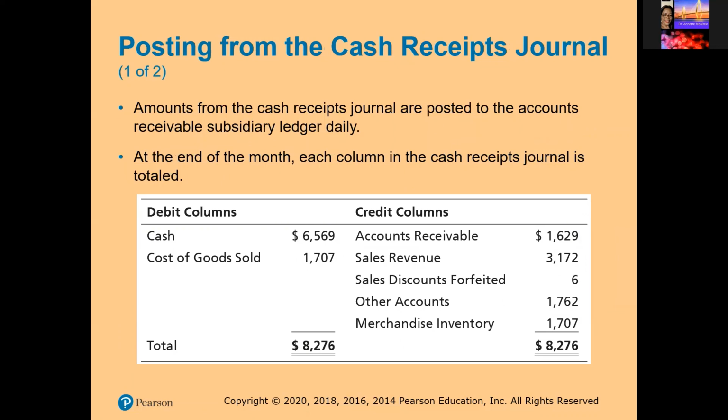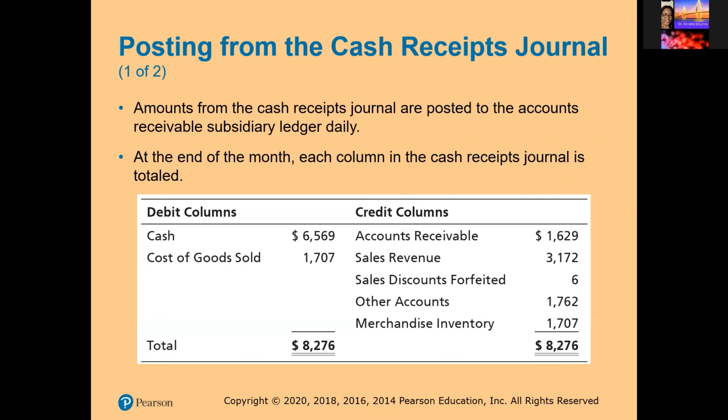Amounts from the cash receipts journal are posted to the accounts receivable subsidiary ledger daily. The postings are credits. After posting, the accountant enters a check mark in the posting reference column of the cash receipts journal and shows the posting reference in the subsidiary ledger. At the end of the month, each column in the cash receipt journal is totaled. The equality of the debits and credits is verified by comparing the sum of all debit columns to the sum of all credit columns.